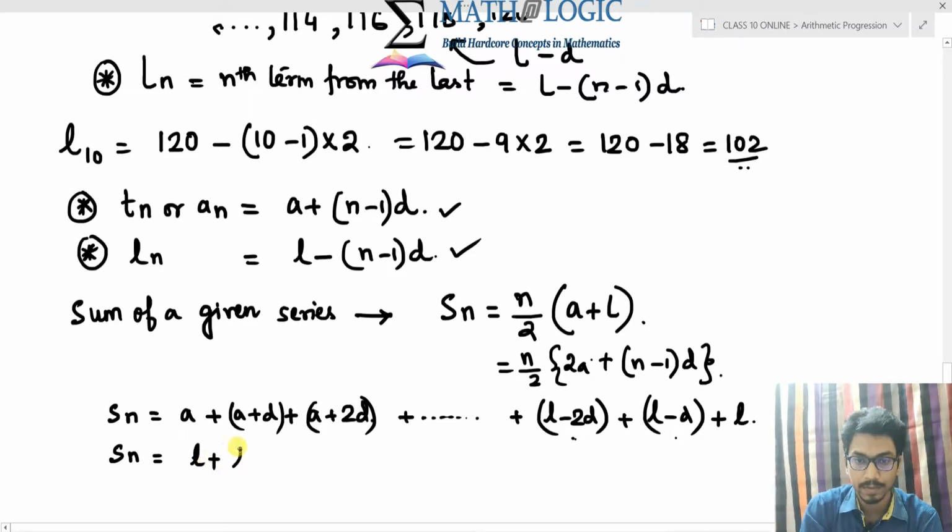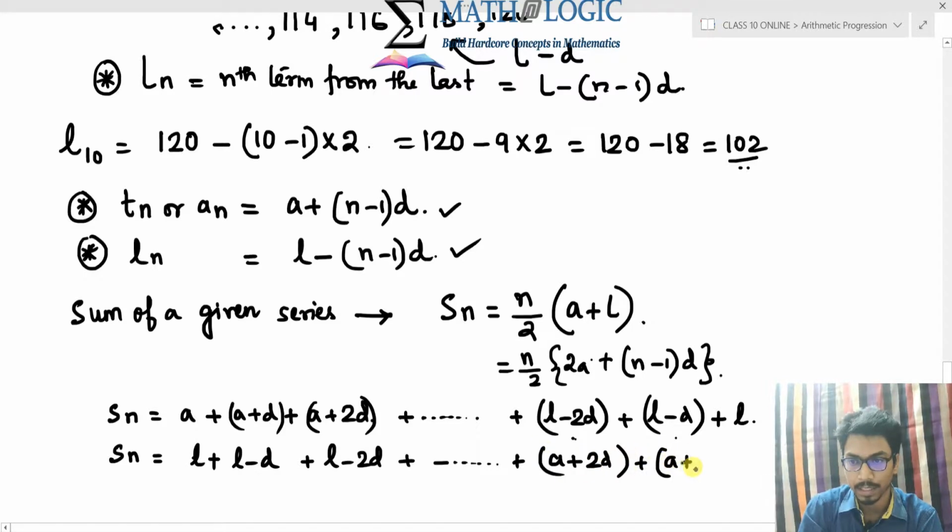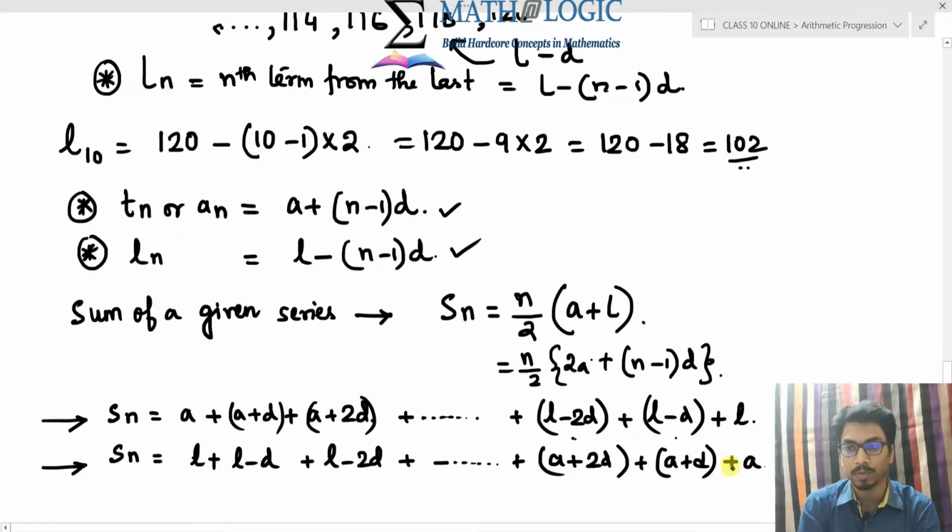And also we can say that Sn can be written like this: L plus (L minus D) plus (L minus 2D), and so on, plus (A plus 2D) plus (A plus D) plus A. That is, we have reversed the order. Understood? In this case, we have written from the first term till the last term, and in this case we have written the last term up to the first term. Obviously the series remains the same. Now we will add this up.